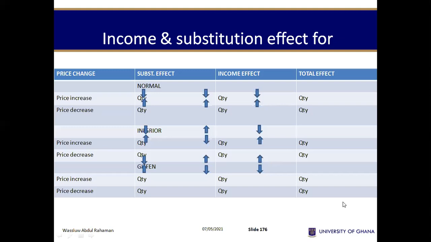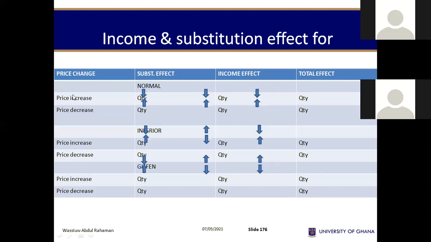So that's what you have here in your slides, although the arrows are not at the places where they are supposed to be, but that is basically what we are saying. So if you pick a normal good, for instance, with an increase in price, substitution effect will lead to a fall in quantity. So the arrow here is for normal goods. And this is supposed to be for income effect, and this is supposed to be for total effect.